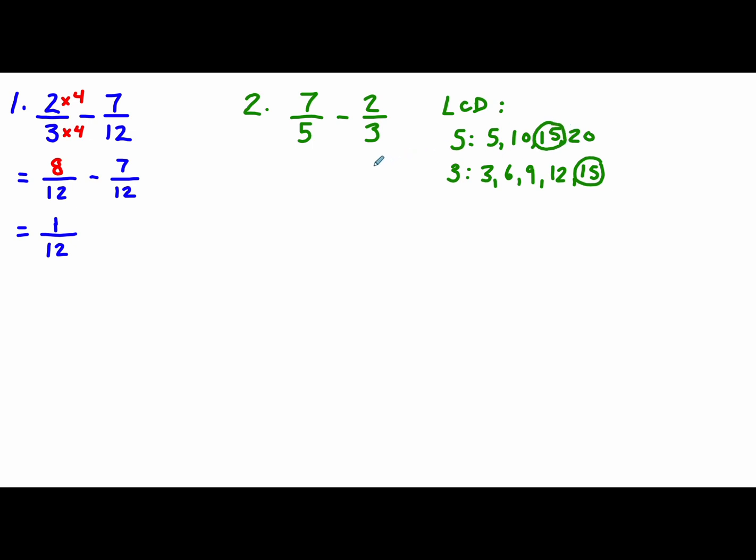Another option that works is you can always multiply your denominators to find a common denominator. So you could multiply 5 by 3, and in this case you would get 15, and that also happens to be your lowest common denominator or lowest common multiple. However, if you multiply your denominators, you're not always going to find the lowest common denominator or the lowest common multiple. Sometimes there are numbers that both your denominators will divide into evenly that are not the product of those two numbers.